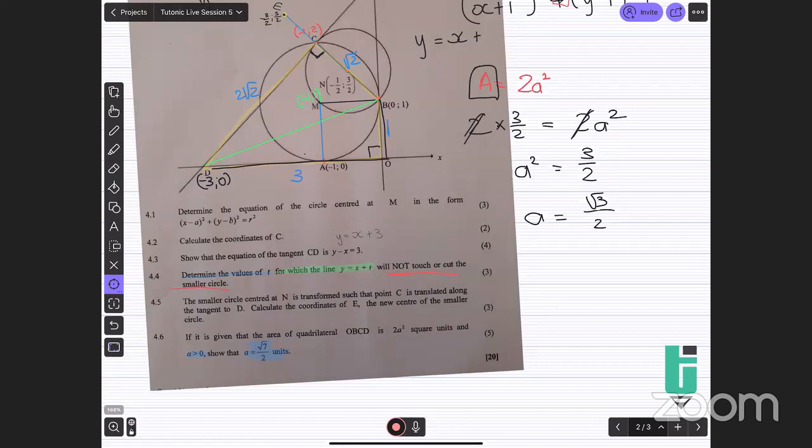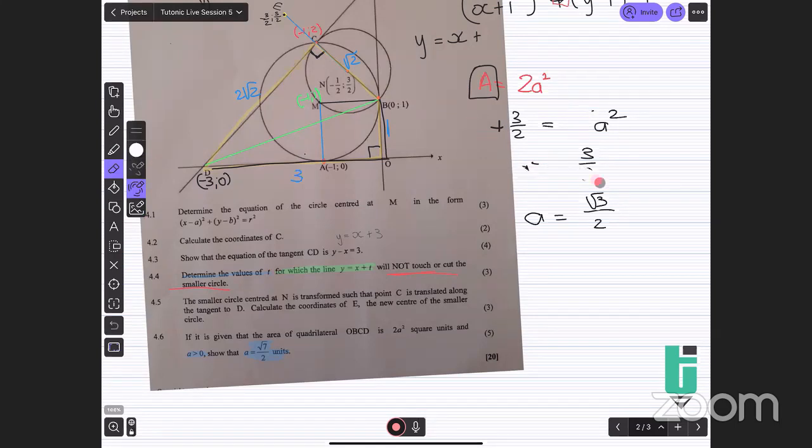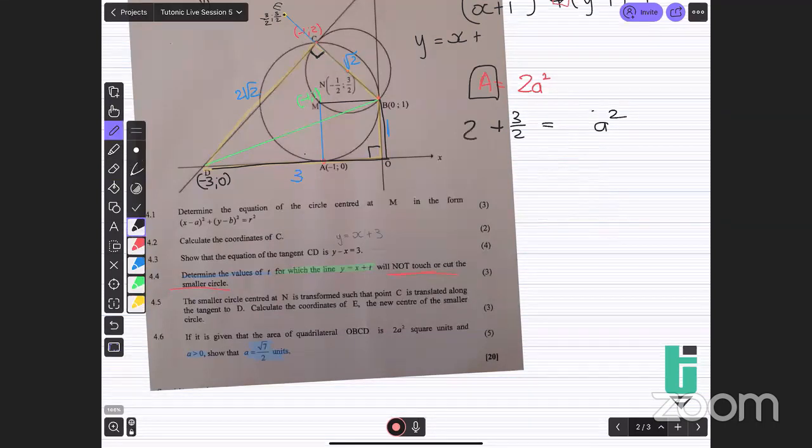Oh, why did we multiply? Guys, that's a mistake. We multiplied the areas. We should have added them. That's the mistake. Sorry. So therefore, the areas are a half times 3, so 3 over 2, plus 2 equals 2a squared. 2 plus 3 over 2 is 7 over 2. Great. There we go.